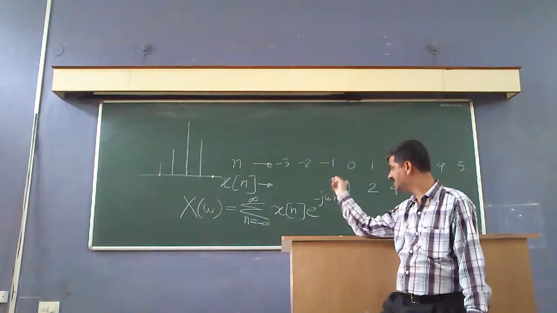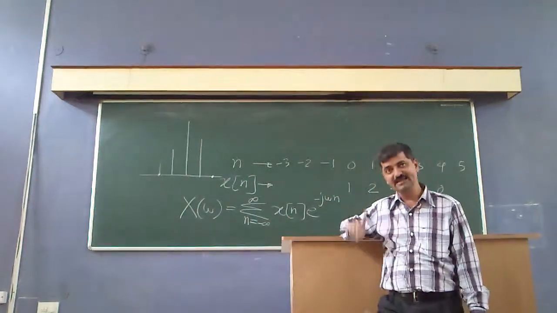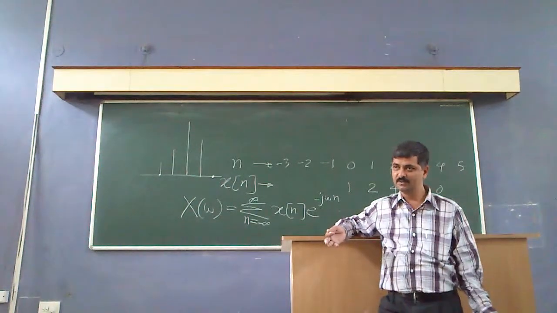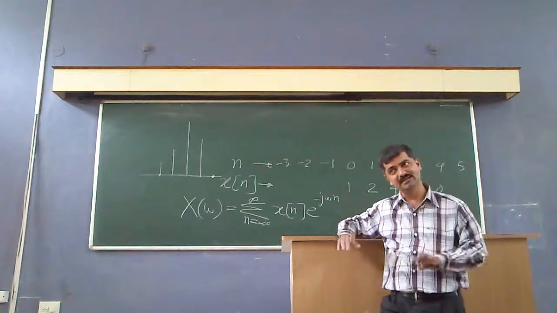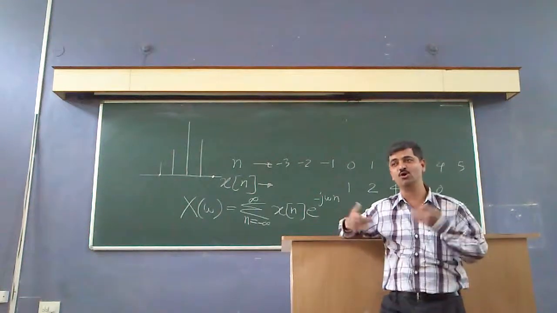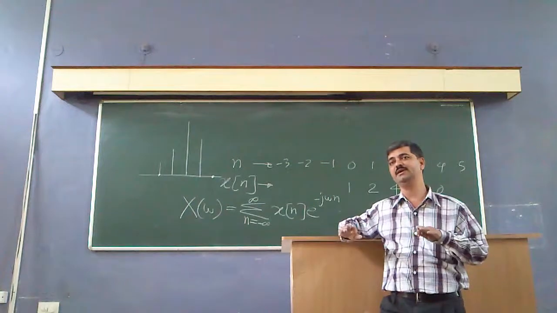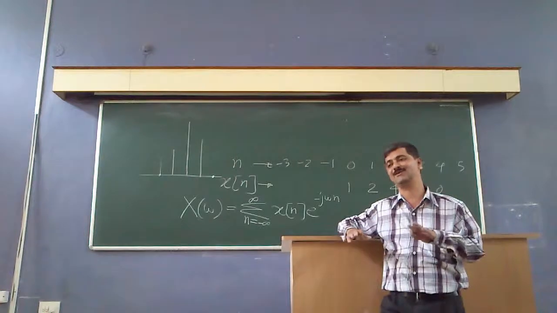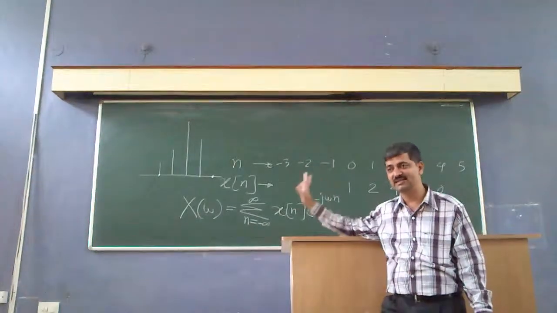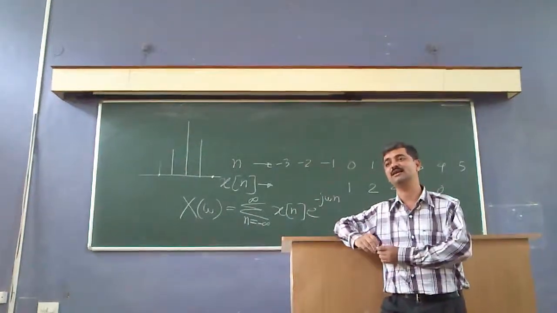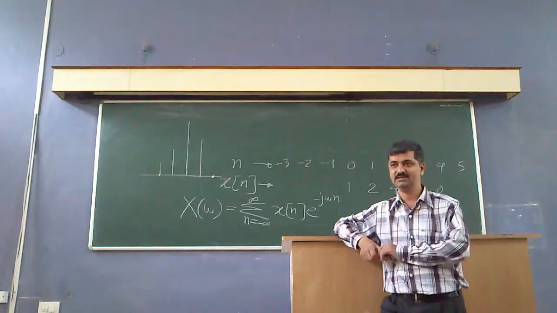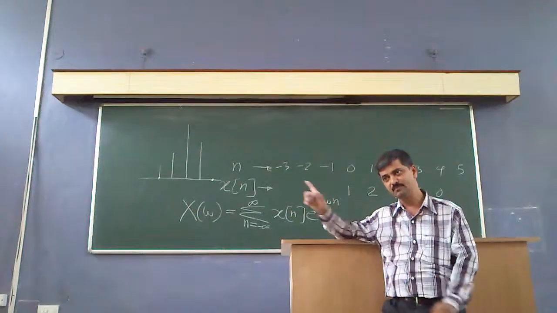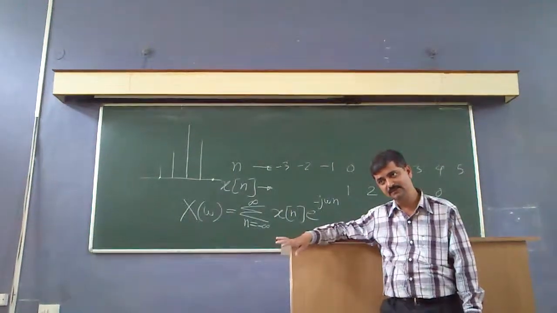So if xn is finite length, then it is fully known. If it is of infinite length but deterministic, still it is fully known. But if it is of infinite length and non-deterministic, it cannot be fully known. Therefore, its DTFT as such is not that significant. Is it clear?